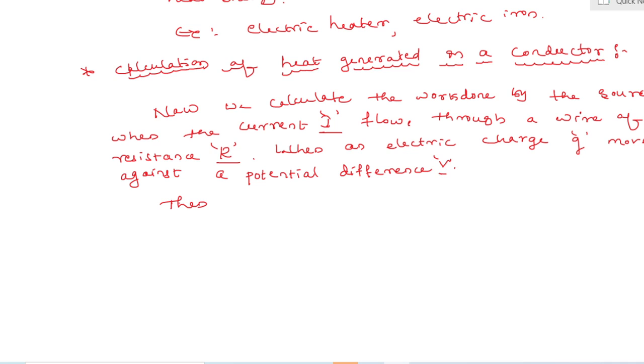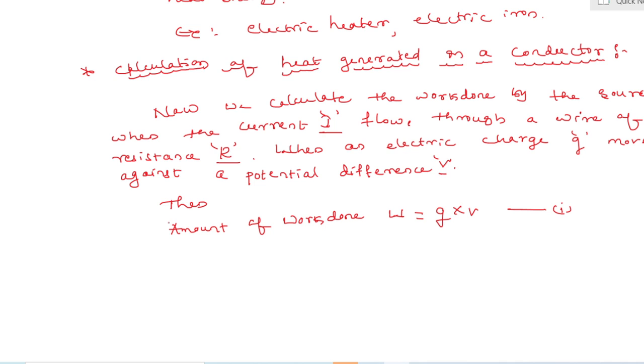Then just observe here, my dear students. We calculate the work done by the source when current I flows through a wire of resistance R. When an electric charge Q moves against a potential difference V, then the amount of work done W is equal to Q into V. It means charge into potential difference. Yes, it is equation number 1.